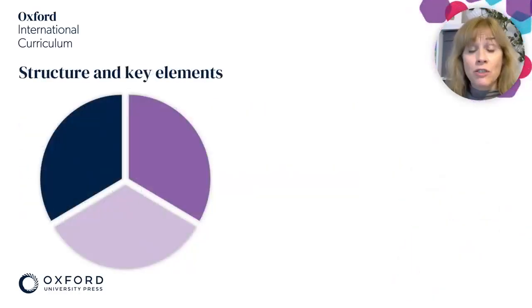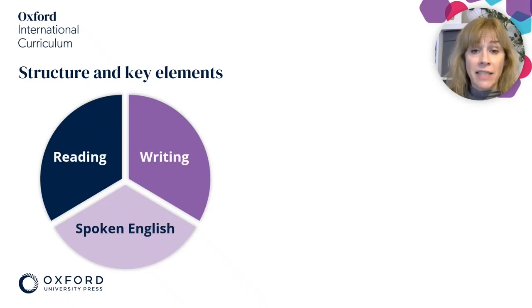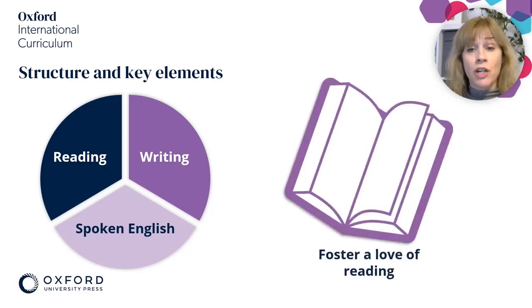The Oxford International Curriculum for English follows the same structure as the National Curriculum for English Programmes of Study in the UK, with its focus on three key areas: spoken English, reading, and writing. It aims to foster a love of reading and literature among its students. It gives them a wide variety of texts to read, including fiction, non-fiction, poetry, and drama.